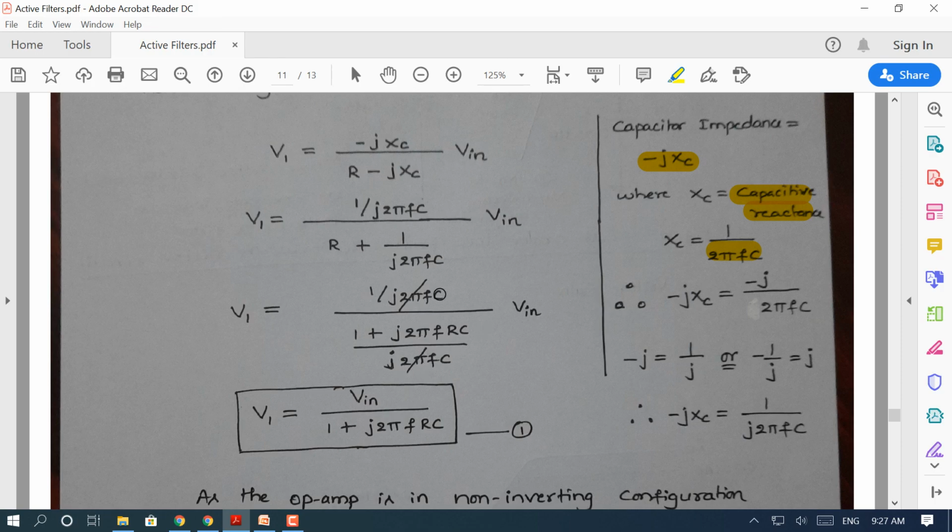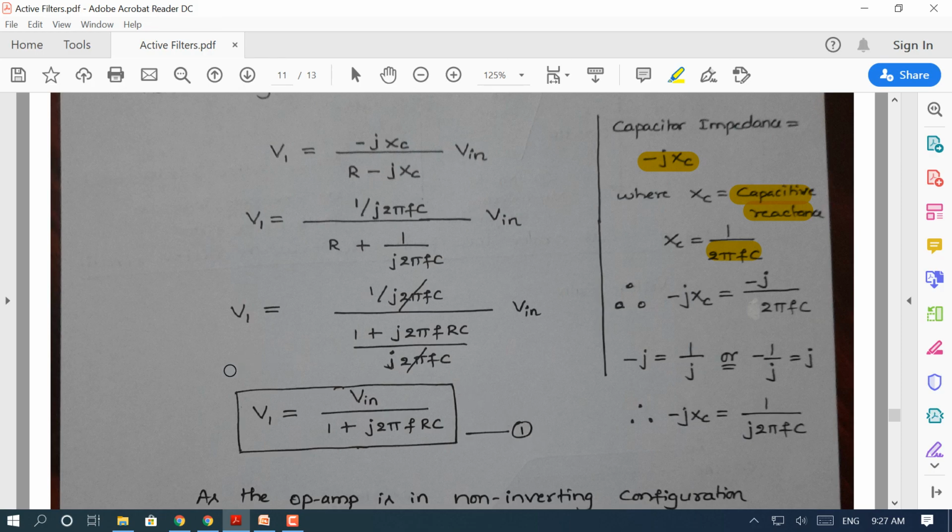j 2 pi fC cancels with the numerator j 2 pi fC, and the remaining terms are written here. So the final equation for V1 is now V1 equals Vin divided by 1 plus j 2 pi fRC. Let us call this equation 1.